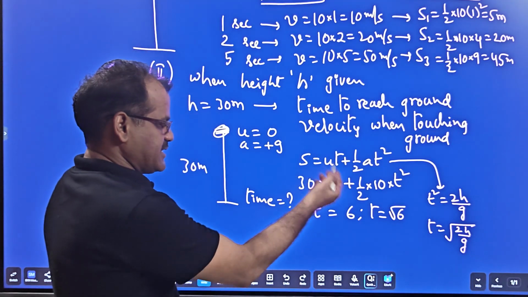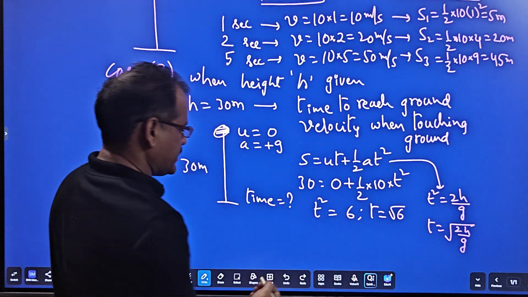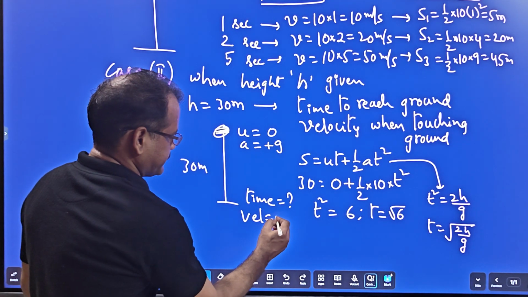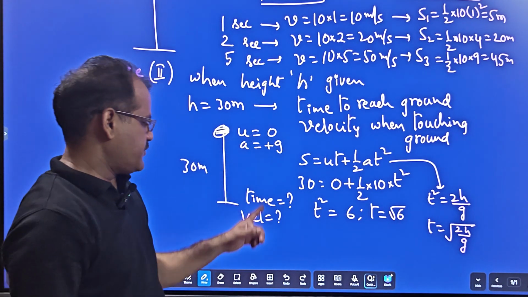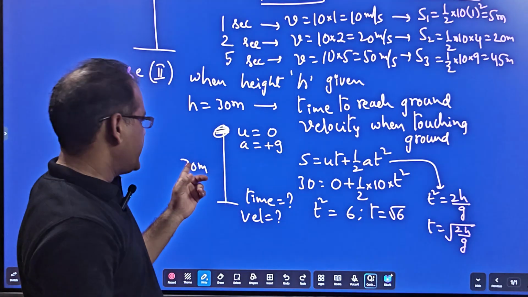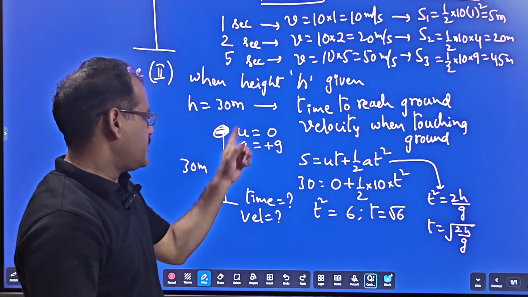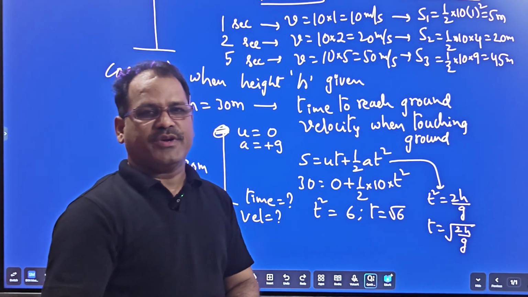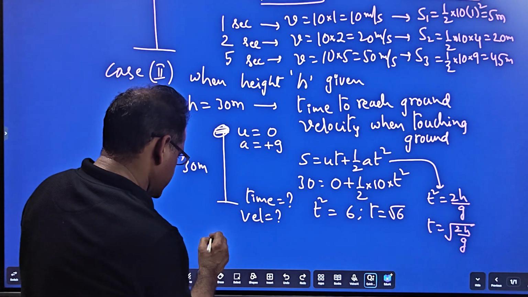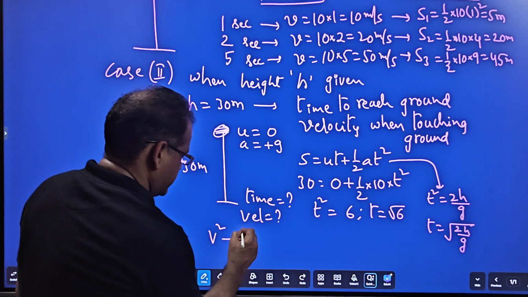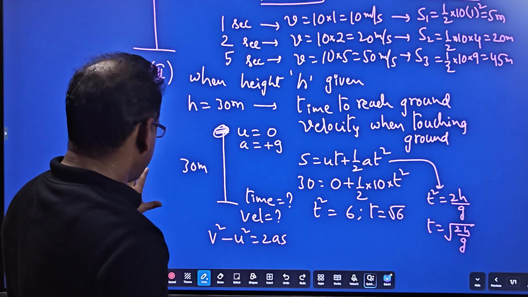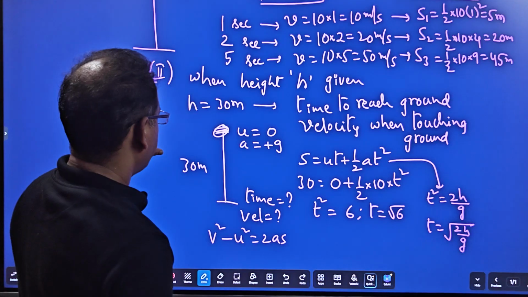And similarly, velocity when touching the ground. Whenever we need to calculate velocity while touching the ground, which equation can we use? Here I need velocity. So initial velocity, final velocity, height given: v, u, s. The related equation is v square minus u square is equal to 2as. Let us consider that equation. If we use it, we can get the velocity when touching the ground.